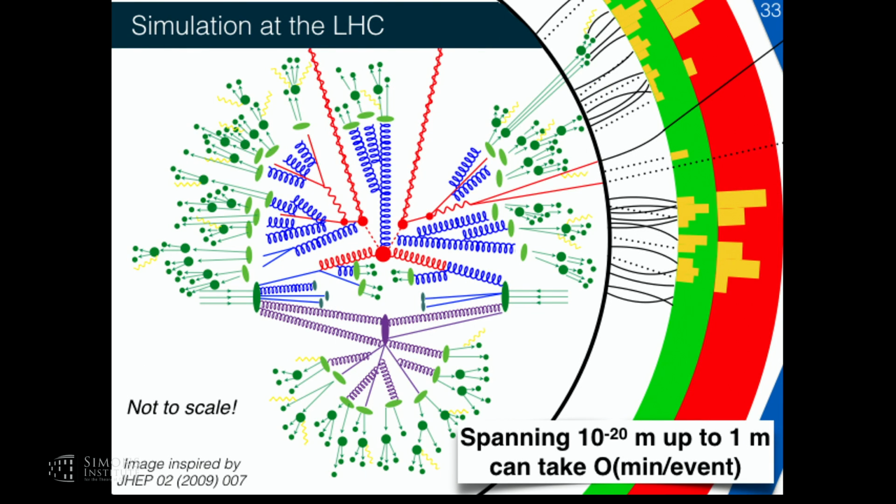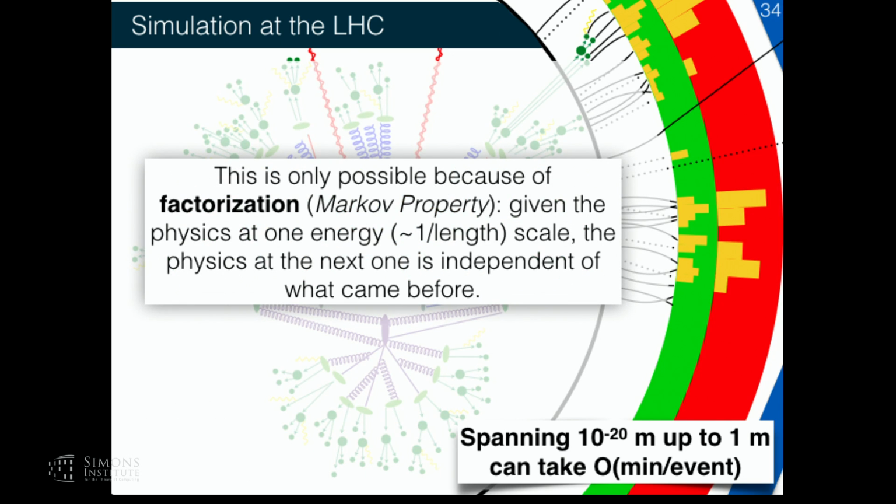So let me first review for you a little bit how simulation works at the LHC. This is a schematic of what an event might look like. It's definitely not to scale. You have 10 to the minus 20 meters over here, and then there's a detector over here, which is meters away. And the only way we can span 10 to the minus 20 up to 1 meter is by carefully considering all the physical components. As I said, this can take a minute per event for the whole thing. But the real key is that it's possible because of factorization.